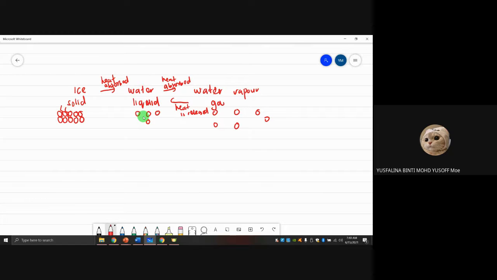Okay, and same also when the liquid changes to solid. Now it wants to be closer, and more closer means it needs to form a new bond. So that's why the heat is released here. Okay, so later we will see which one is endothermic and which one is exothermic.